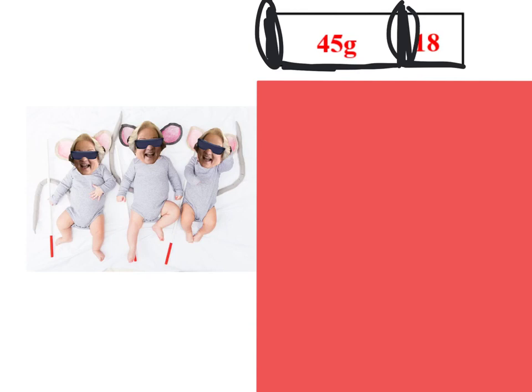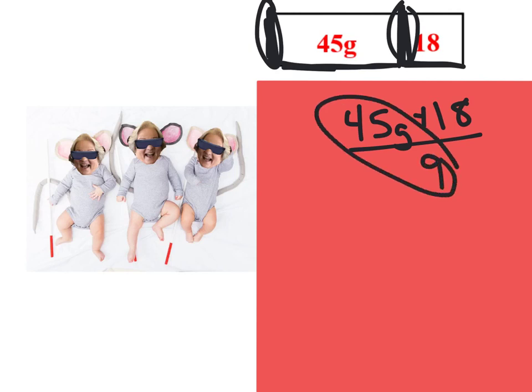So when I'm looking at 45g and 18, I see that they have a 9 in common. So I'm going to be dividing 45g plus 18 divided by 9. Again, this one gets divided by 9, and this one gets divided by 9. So I divide 45g by 9 and get 5g. I divide 18 by 9 and I get 2.